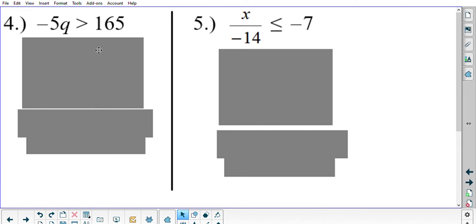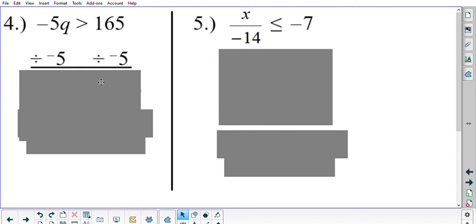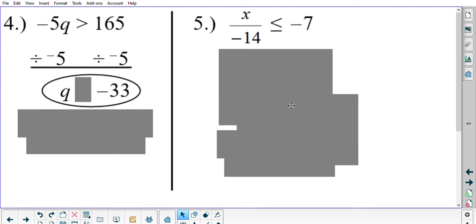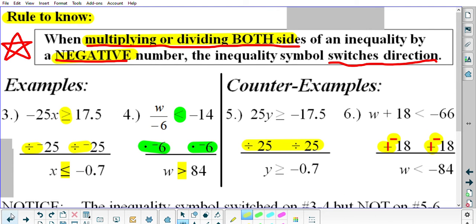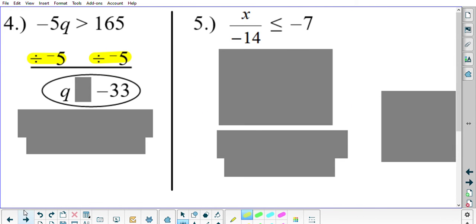So here we go. What's happening to the variable in number 4? Well, it's being multiplied by -5. The inverse would be to divide by -5. That's going to give you a -33, and you'll get the q by itself on the left. Now, will this make the inequality symbol switch direction? What do we do again on both sides? We divided by a negative. Is that the type of thing that makes the inequality symbol switch direction? Yes, that's exactly the type of thing that makes the inequality symbol switch direction. So, since we divided by a negative, boom, the inequality symbol switches. It used to be greater than, now it is less than.